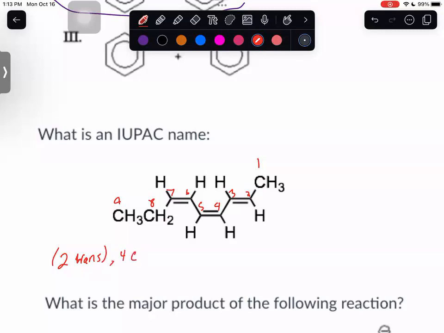And remember, exactly, we're using E and Z now, not cis and trans anymore. And this one is using numbers. 2E, comma, 4Z, and then 6Z, correct. So far, we're good.